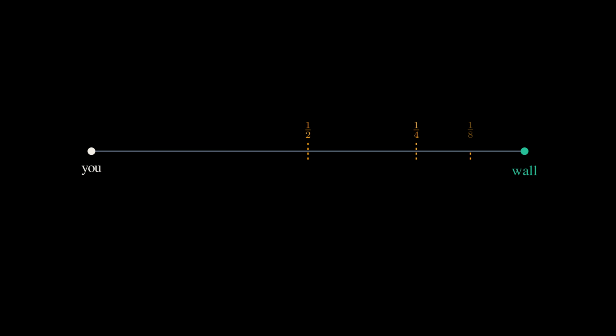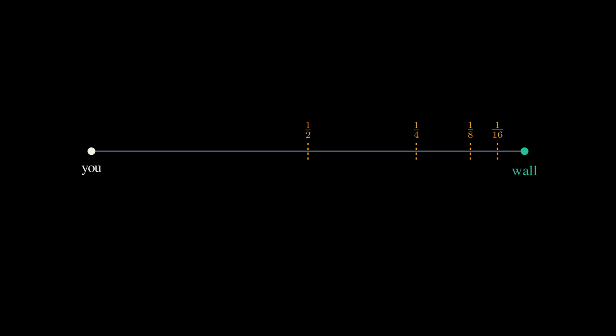Here's a 2,000-year-old puzzle. To cross a room, first you have to cross half of it. Then half of what's left. Then half of that. Then half again. There are infinitely many of these steps. So how could you ever arrive?